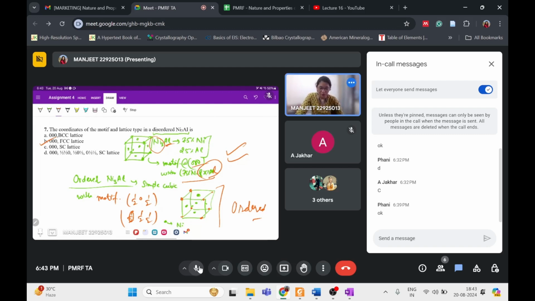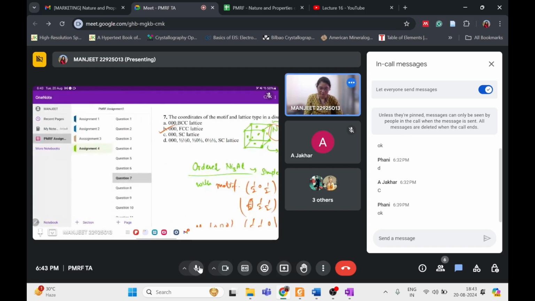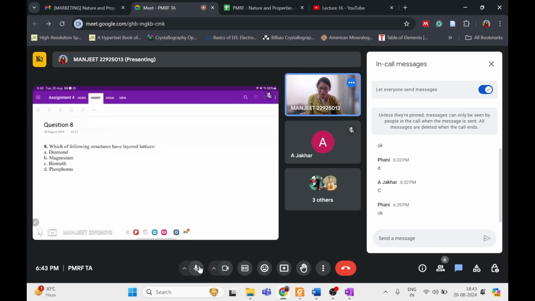Okay, let's move to question number 8. In this question you have to tell me which of the following structures has layered lattices: diamond, magnesium, bismuth, or phosphorus. Which one has the structure with layers?